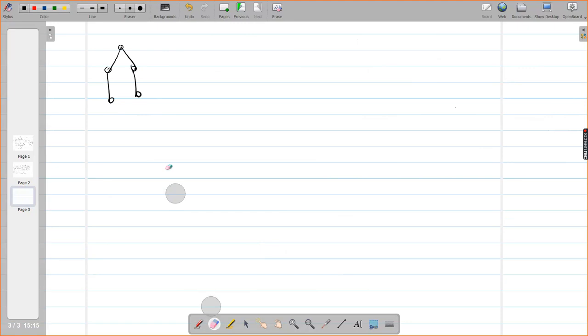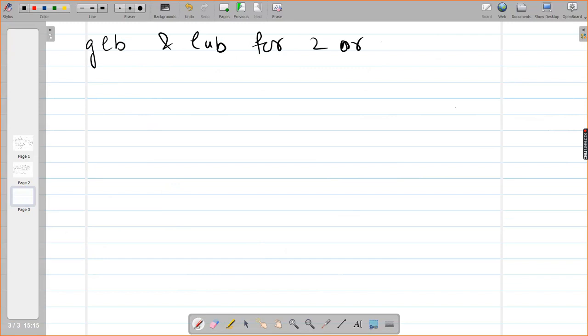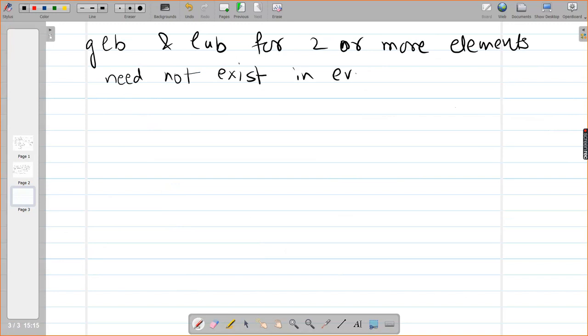Okay, so you have to write down this as a fact that GLB and LUB for 2 or more elements need not exist in every poset. It is not necessary that in every poset GLB and LUB must exist.